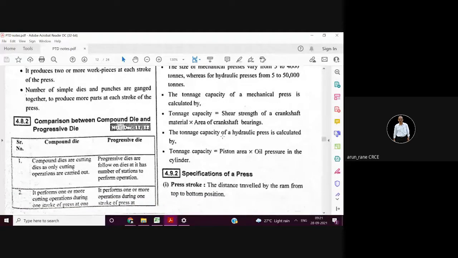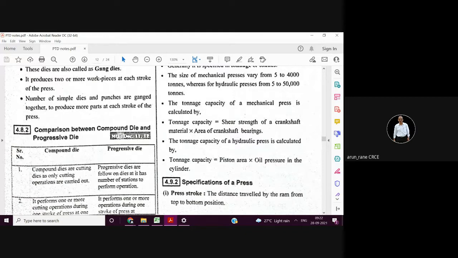Tonnage capacity can also be worked out by shear strength of a crankshaft into area, and in case of hydraulic press, tonnage capacity is worked out by piston area into oil pressure. What we have taught you is by a different method. This is actually the correct way. We have taught you by finding out the blanking area and considering the strength of the metal.